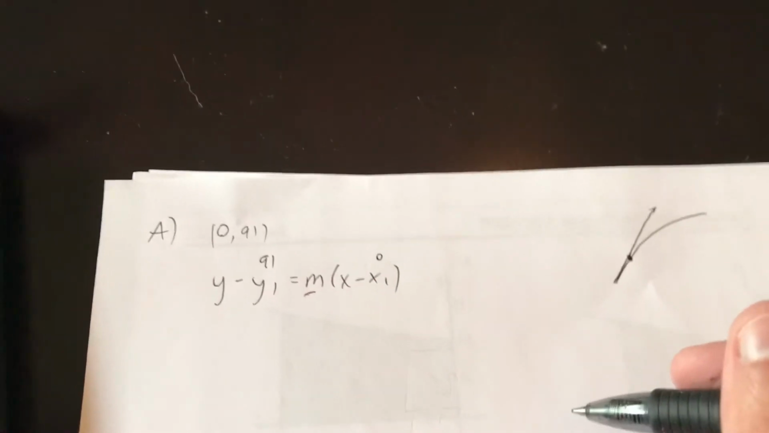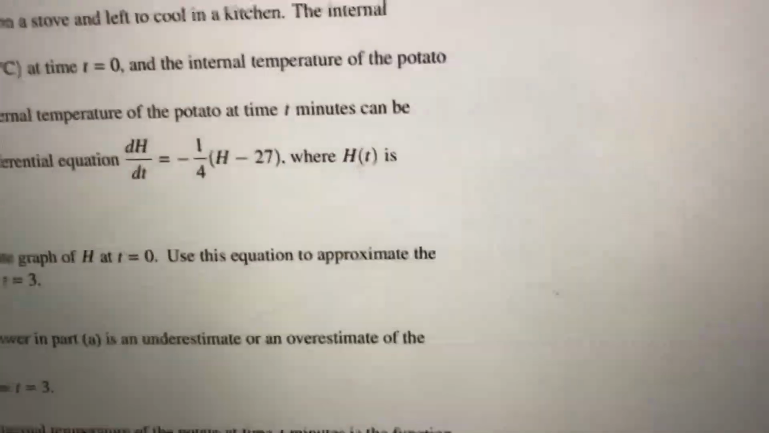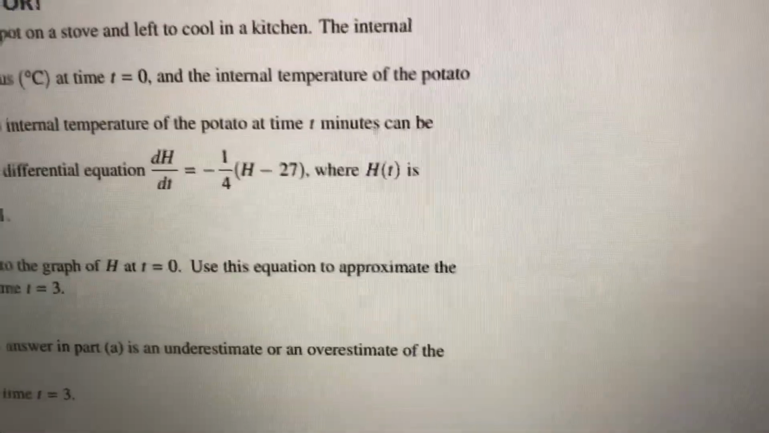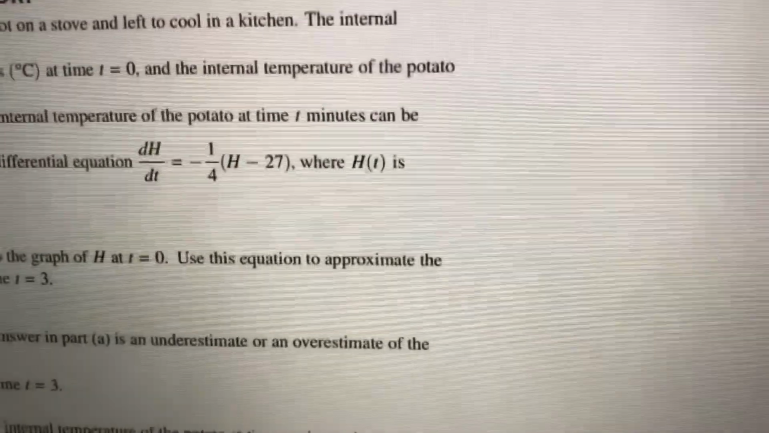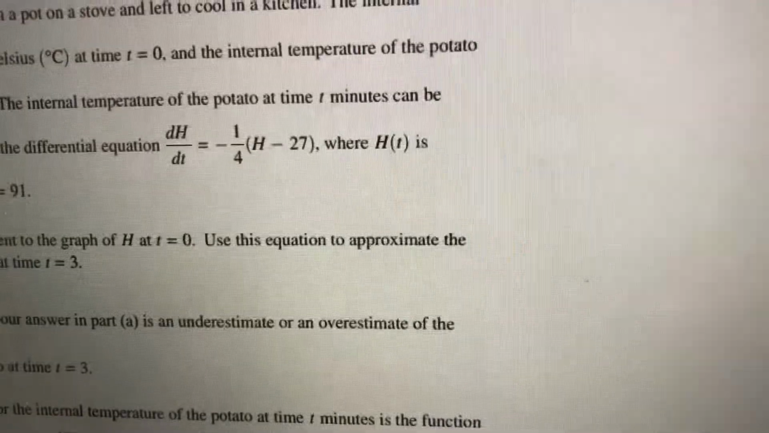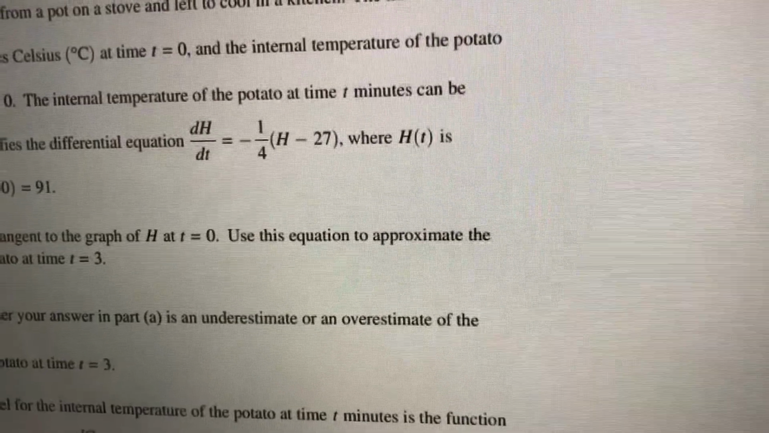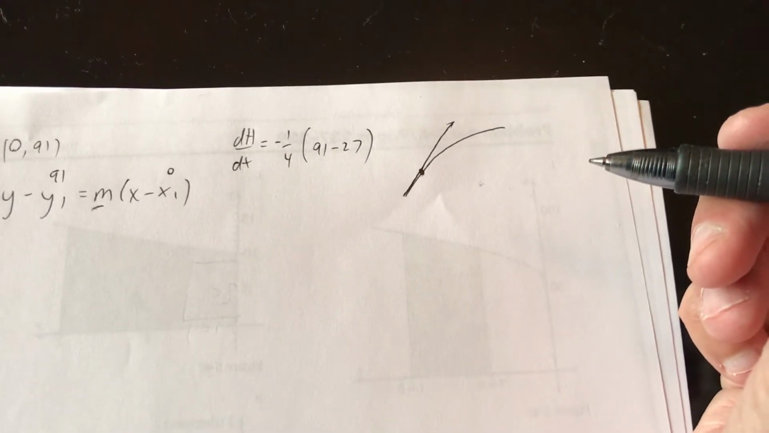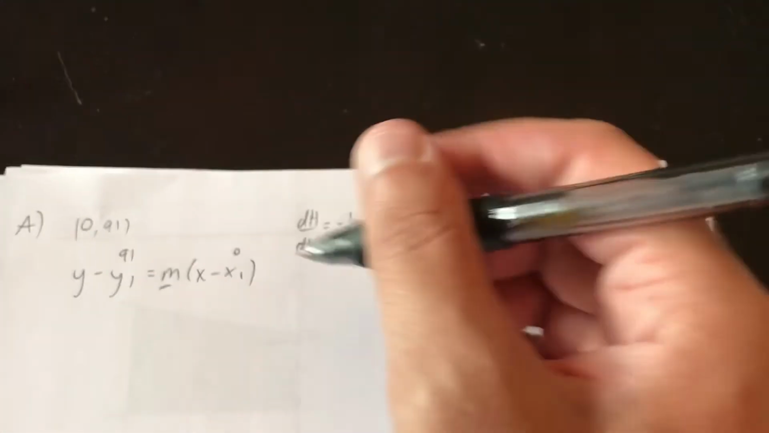M, of course, is the slope, and the slope is a derivative. They give us this derivative equation right here. Now be careful. dH/dt will give us the derivative, but we do need to be careful because that is in terms of h, not in terms of t. So that's negative 1/4 times the h value. H is 91, that's the output variable here, minus 27. So here's my slope. 91 minus 27, I believe, is 64. So negative 1/4 times 64 is negative 16 for the slope, and that's what we're going to fill in here.